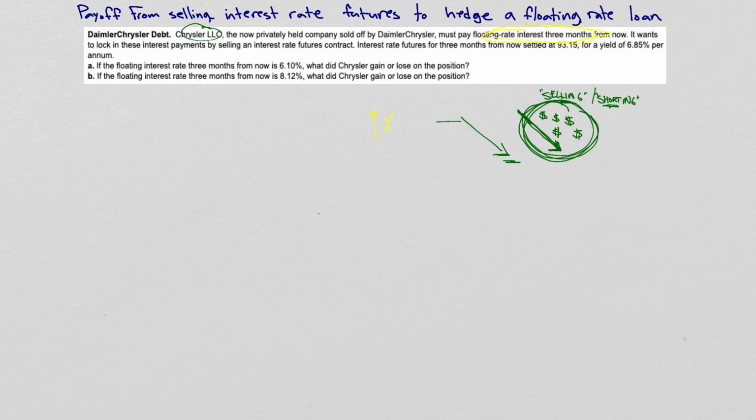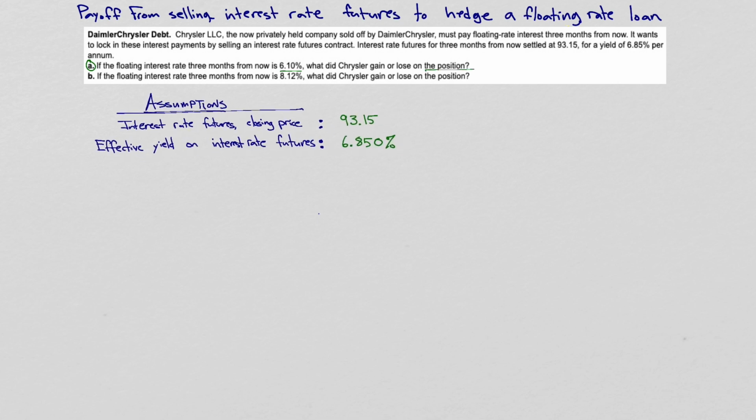So that's conceptually what's going to go on. But calculating whether this short interest rate futures contract is profitable or not is fairly straightforward and quick. And so let's take a look at how that would be under these two scenarios, scenario A and scenario B here. So first, scenario A, if the floating interest rate 3 months from now is 6.10%, what did Chrysler gain or lose on this position?